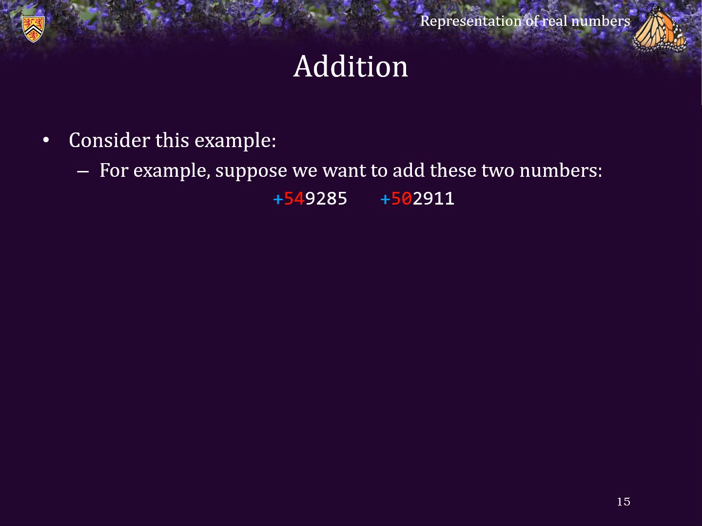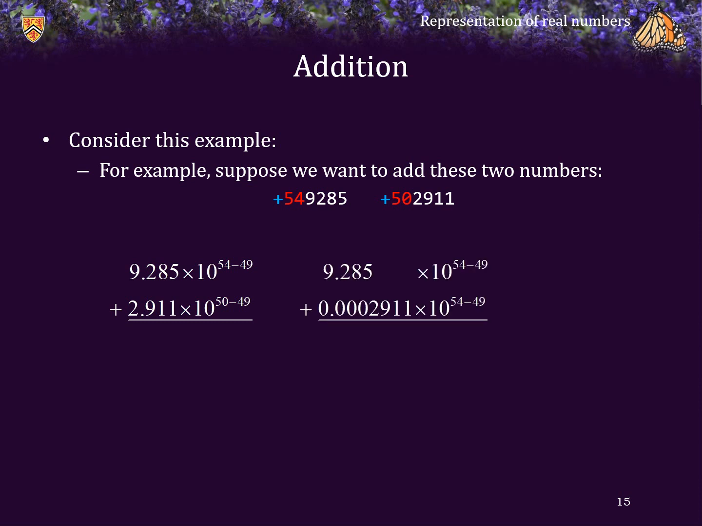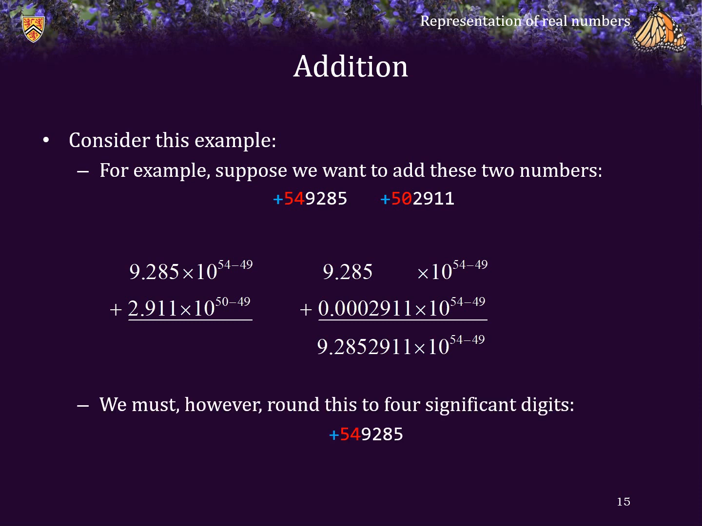Consider this example. Suppose we want to add these two numbers. Now the exponents are slightly further apart. So once again, we're adding these two numbers together. Well, shifting the second gives us that we are adding these two numbers. And adding these two numbers gives us this result. Now, once again, we must round to 4 significant digits to store in our representation. And rounding this to 4 significant digits gives us this value here. Notice that this representation is unchanged from the larger of the two numbers we just added.